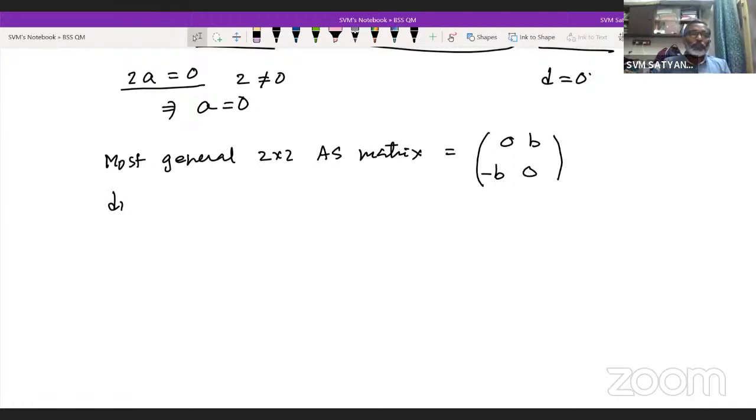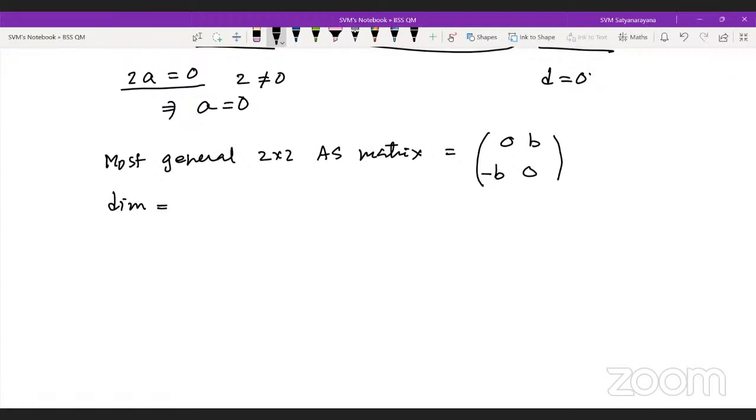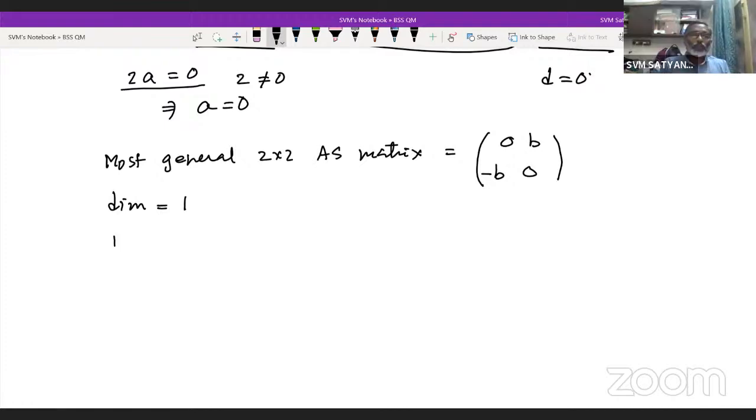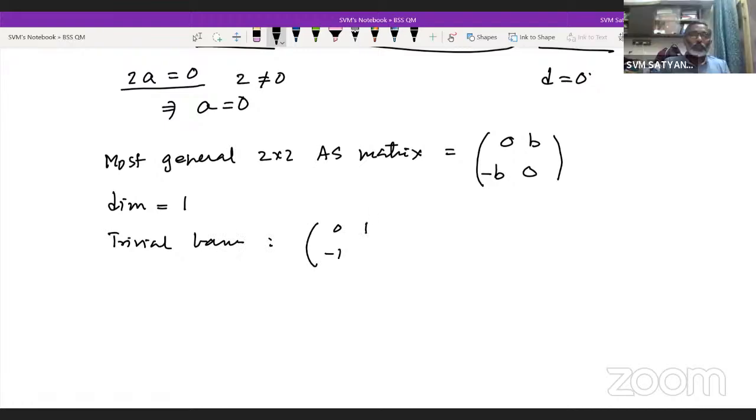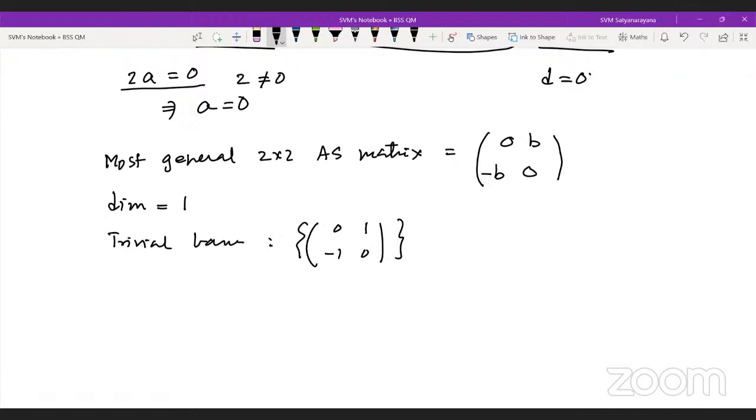So what is the dimension of this vector space? One. Just one dimensional vector space. You require only one. So what is the basis element? 0, 1, minus 1, 0. Just only one matrix because it is a one-dimensional vector space.